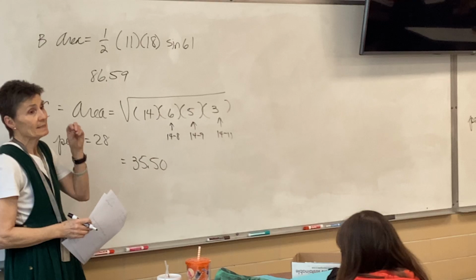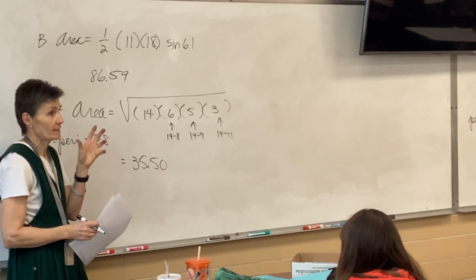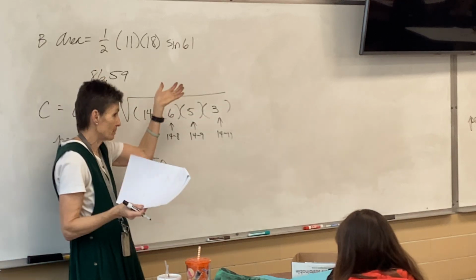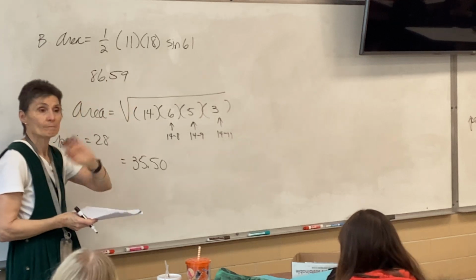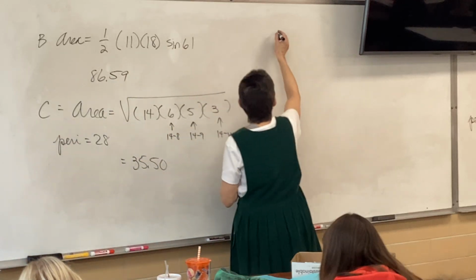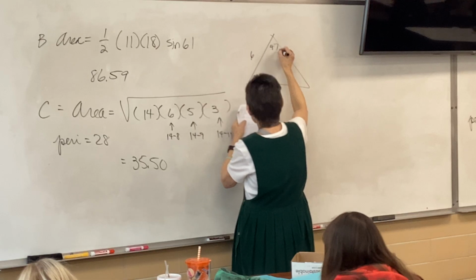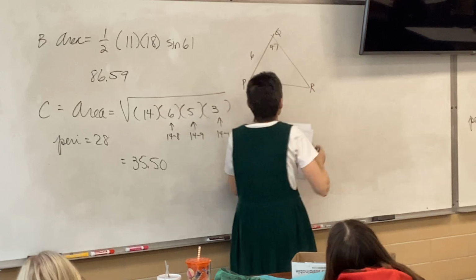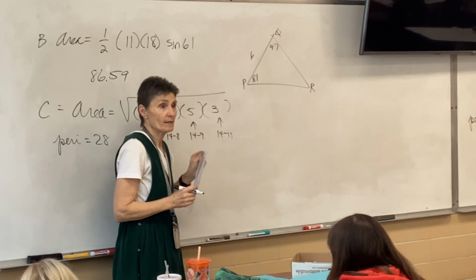Now, what made these problems so easy is I had exactly what I needed. In the first one, I had 2 sides and the angle in between. Beautiful. In this one, I had all 3 sides. Perfect. Problem A does not have what I need. So I need to find what I need. So what do I wish I had in order to find the area of this triangle?